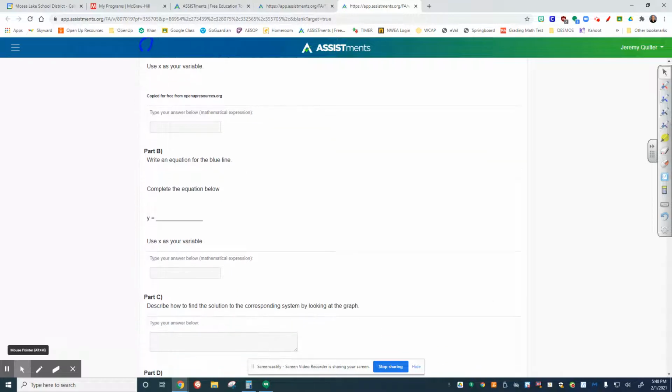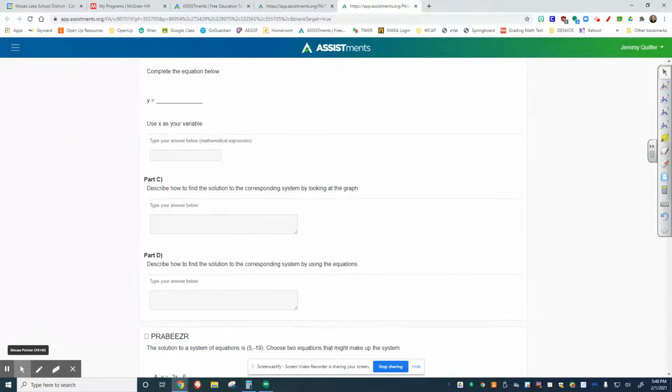Then we get to part C and it says describe how to find the solution to the corresponding system by looking at the graph. Well, if you're going to look at the graph, what are you looking for? What are you looking for to make sure that we know when the system has a common solution? Well, in this case, we know the lines intersected once, so what we're looking for is that one single point. And make sure you tell me why we want that point.